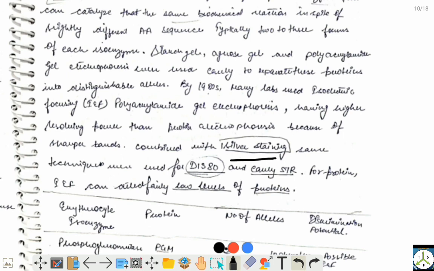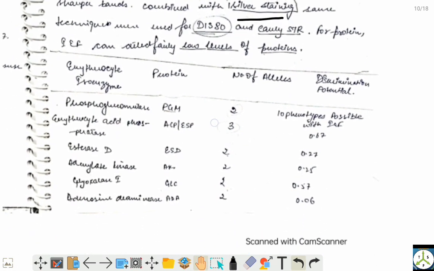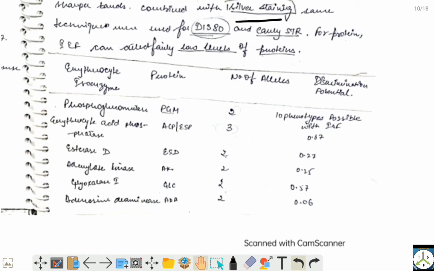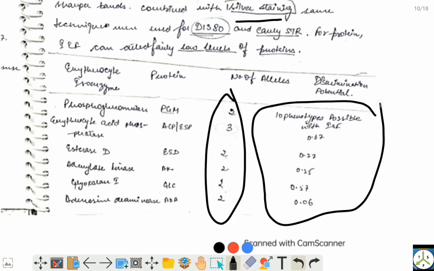Okay, so there are different erythrocyte isoenzymes present in this list, such as phosphoglucomutase, that is PGM, ACP, ESD, AK, GLO, AD. Okay, there are different numbers of alleles present, and there are different types of discrimination potential present. Clear?